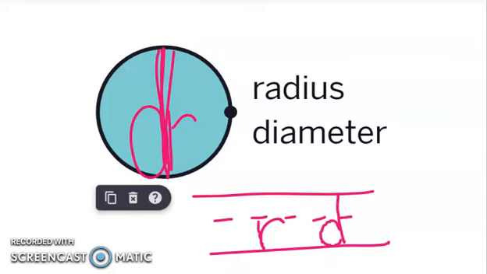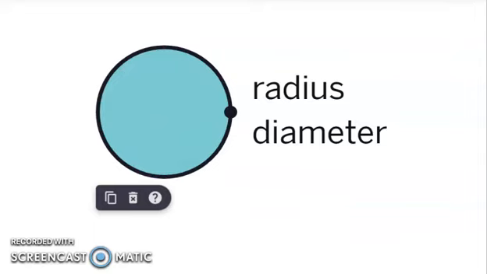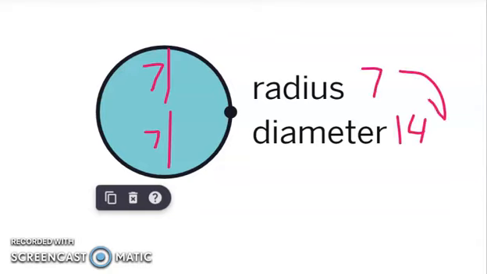All right, so let's work with these numbers a little bit. Let's say we have the radius, and the radius is 7. So halfway across the circle is 7. What would the whole distance across the circle be? Well, if the bottom half is 7, the top half would also be 7, and 7 plus 7 is 14. So basically, you just double it or times it by 2.